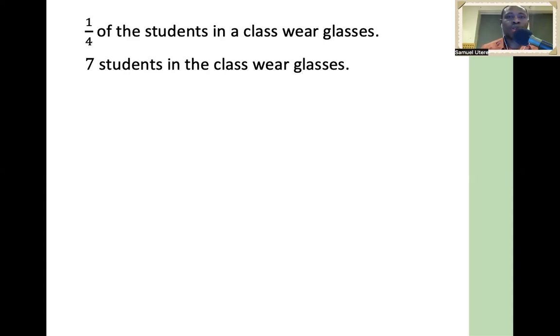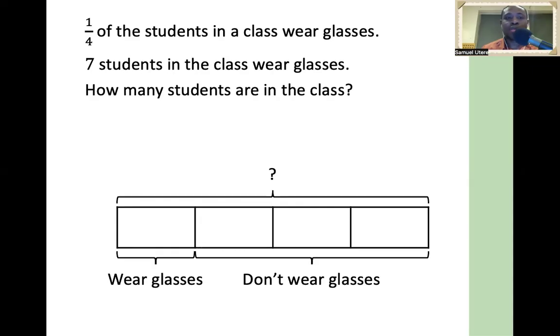A quarter of the students in a class wear glasses. 7 students in the class wear glasses. If we model this mentally, there are going to be 4 equal parts, and one of those parts has to be 7. We're being asked how many students are in the class altogether. If you have 4 equal parts, and one of those parts is 7, then all of those parts have to be 7. So it's just like doing 7 times 4, which is 28.